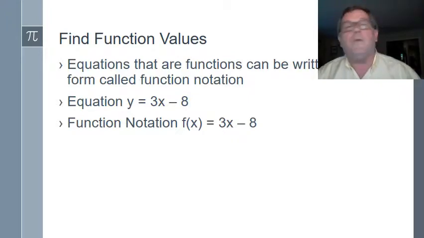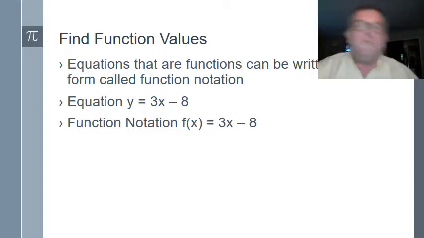You may recall we actually played a little video song the other day in class. F of x equals 1y. F of x equals 1y.